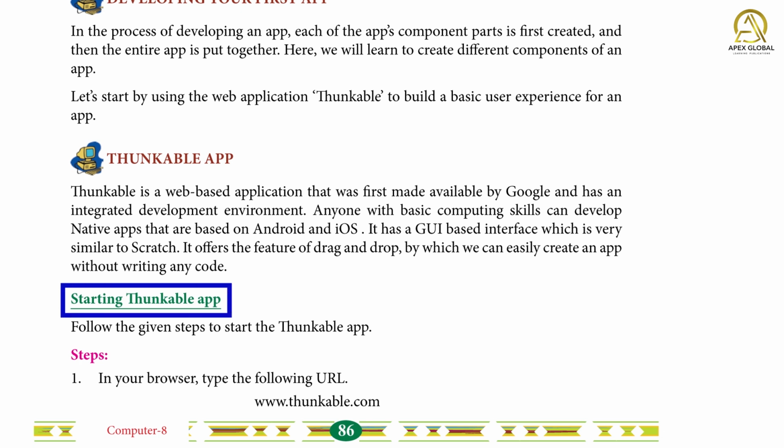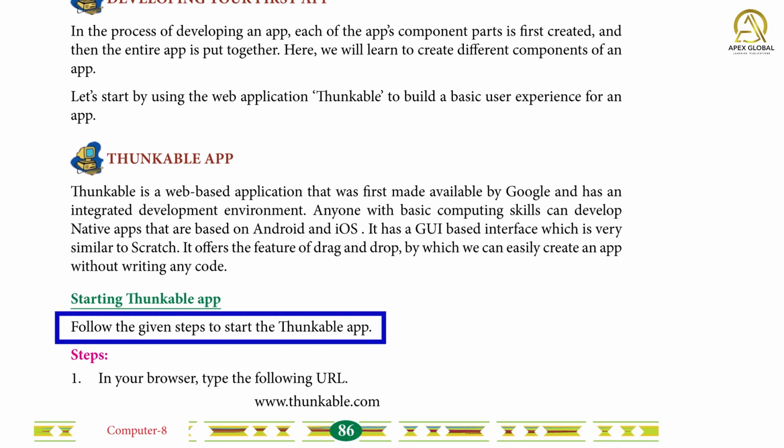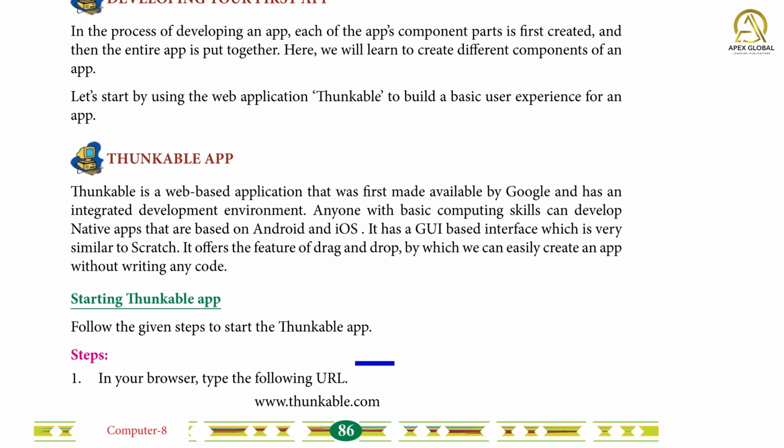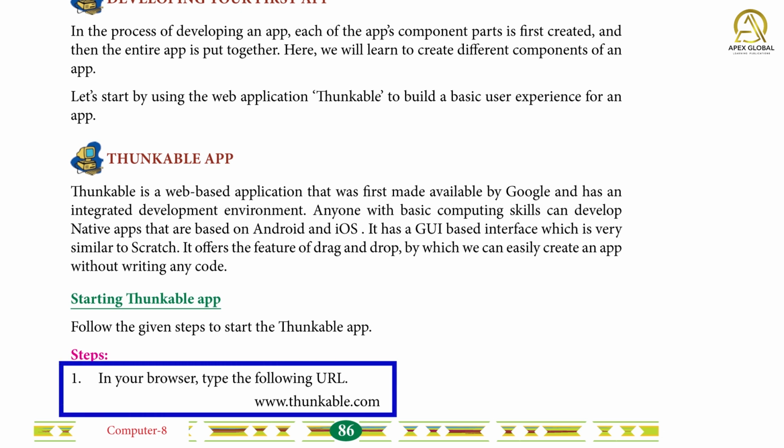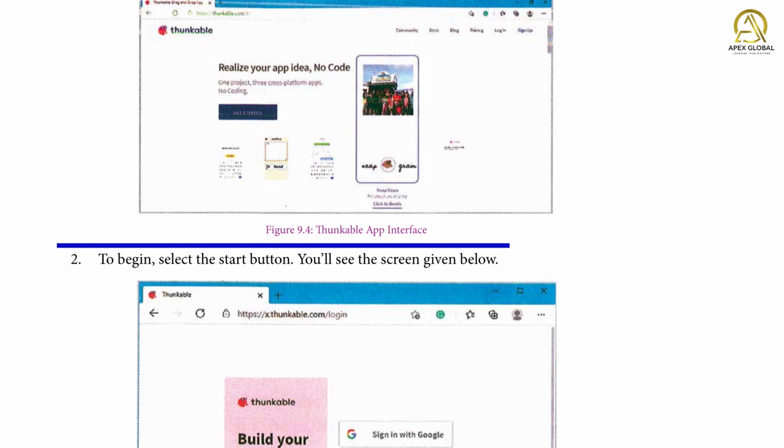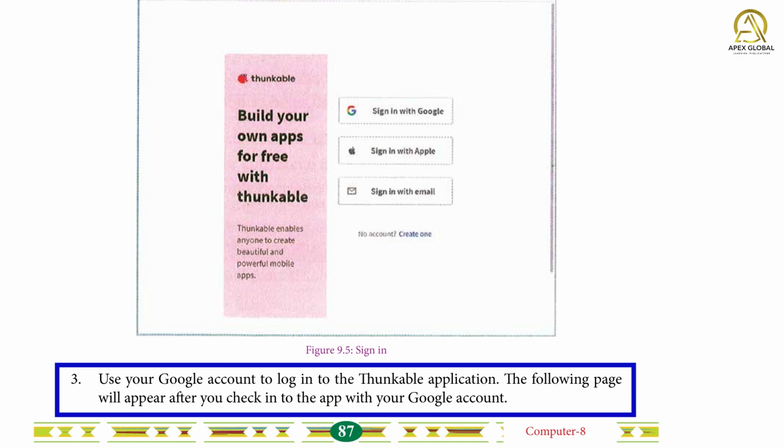Starting Thunkable app. Follow the given steps to start the Thunkable app. Steps 1. In your browser, type the following URL www.thunkable.com. 2. To begin, select the Start button. You will see the screen given below. 3. Use your Google account to log into the Thunkable application.